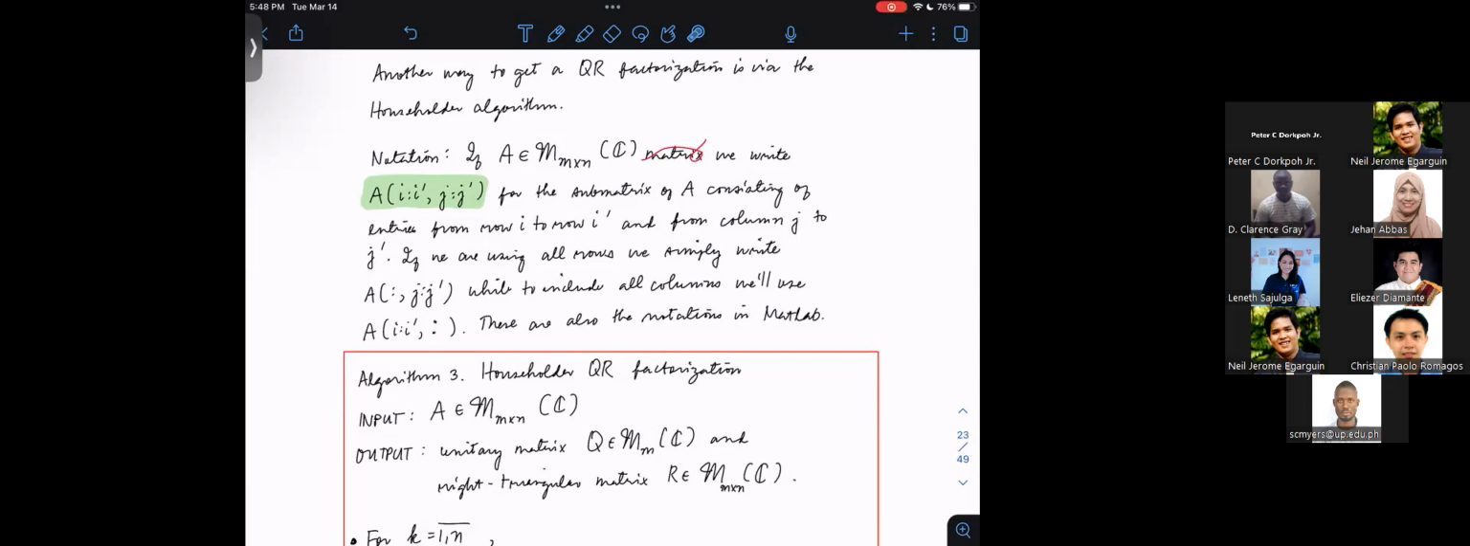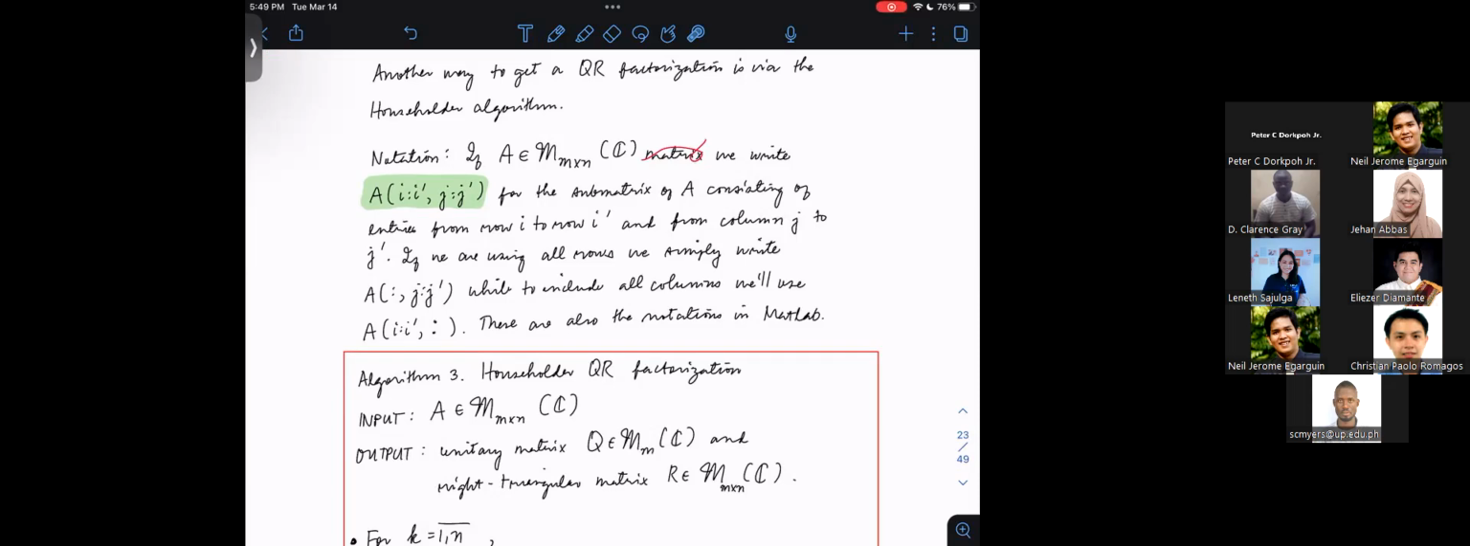Now this is called the Householder QR factorization. Other QR factorization algorithms would be the classical Gram-Schmidt QR factorization and the modified Gram-Schmidt factorization. But the problem with the classical Gram-Schmidt factorization is that it is very prone to truncation errors and numerical instabilities. I think I have two or three algorithms for the QR factorization here.